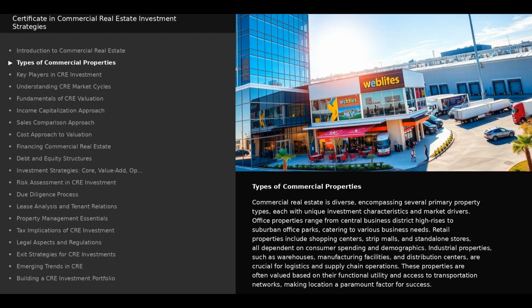Industrial properties, such as warehouses, manufacturing facilities, and distribution centers, are crucial for logistics and supply chain operations. These properties are often valued based on their functional utility and access to transportation networks, making location a paramount factor for success.